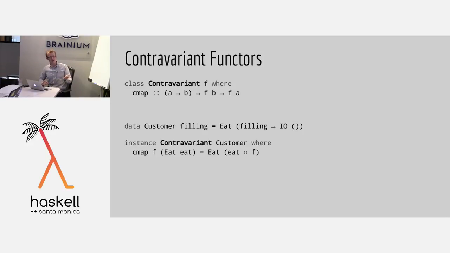Because if I can give you a function from A to B, and I have a customer that's willing to eat B's, then I also have a customer that's willing to eat A's, because I can just transform the A's into B's and give it to the customer. Does that make sense?